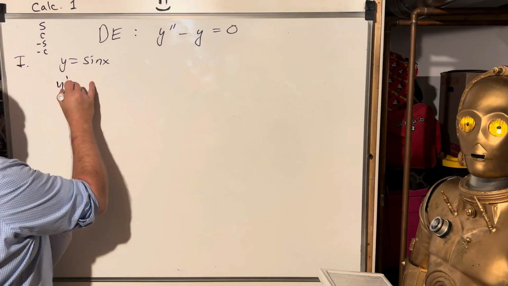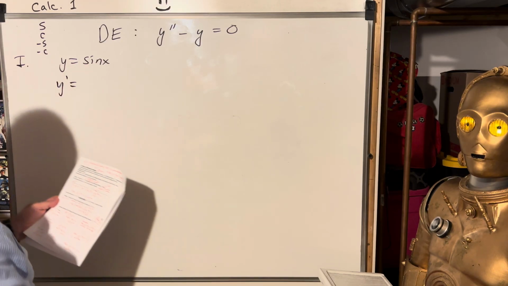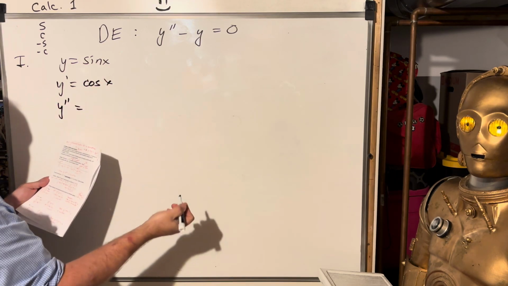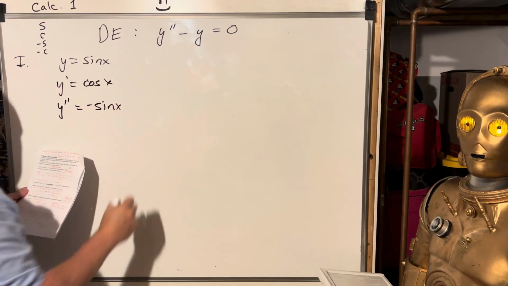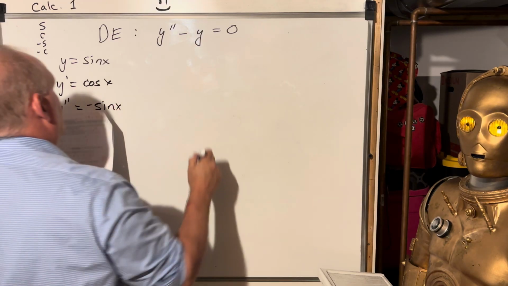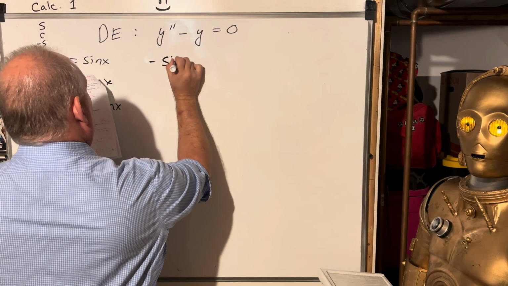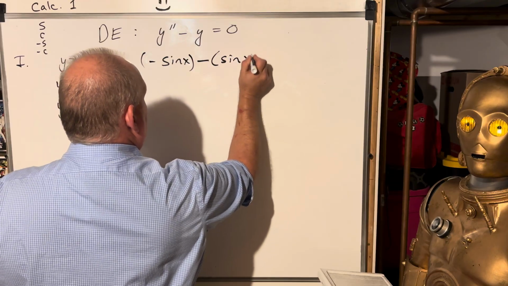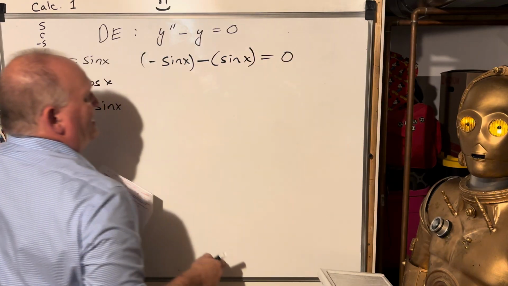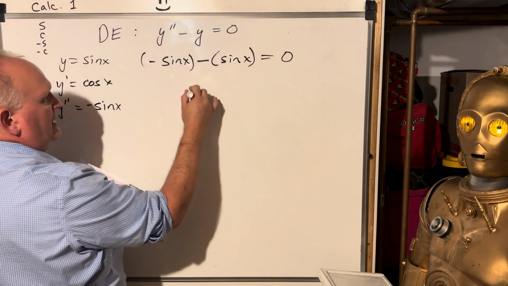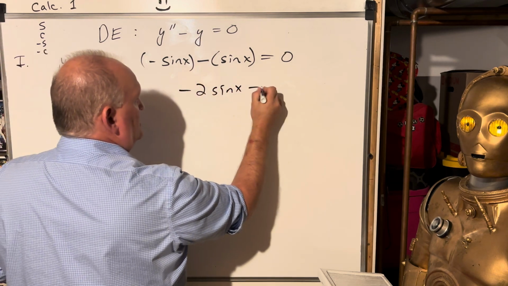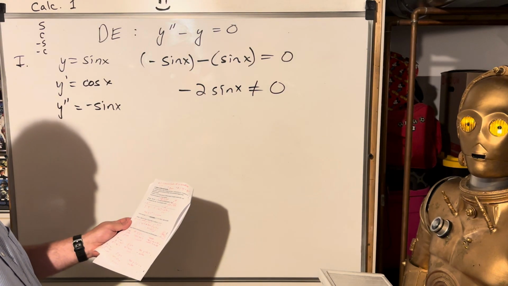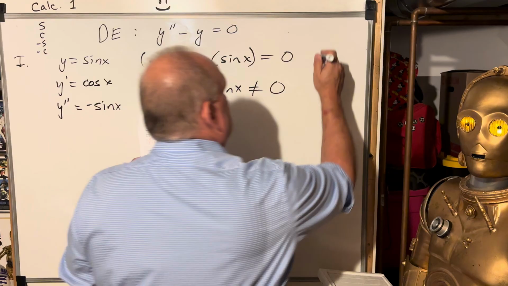And so y prime is equal to the cosine of x. Y double prime is equal to the negative sine of x. And now we're going to look at negative sine x minus sine x. Does that equal 0? I do not believe it does, because those are both negative. So it's negative 2 sine x, which does not equal 0. So that is our conclusion. It is not a solution.